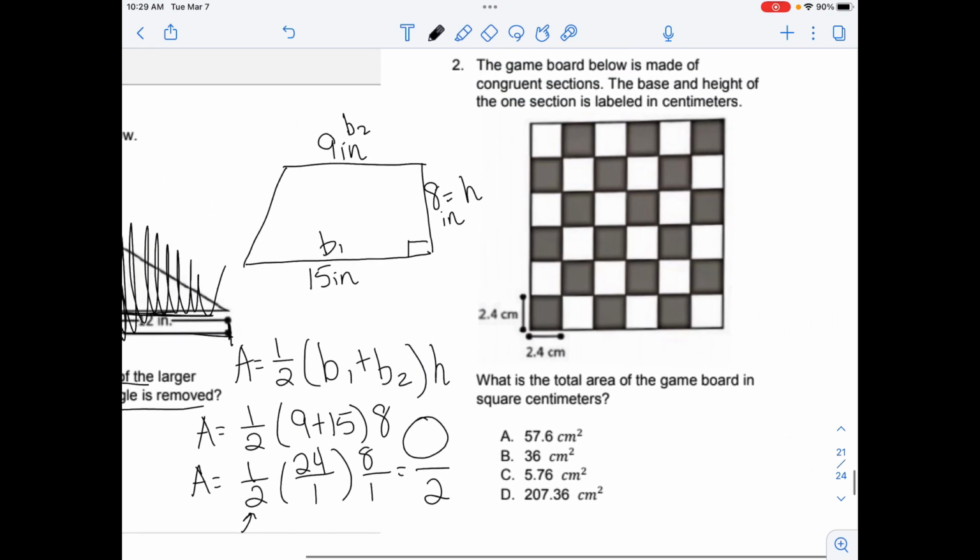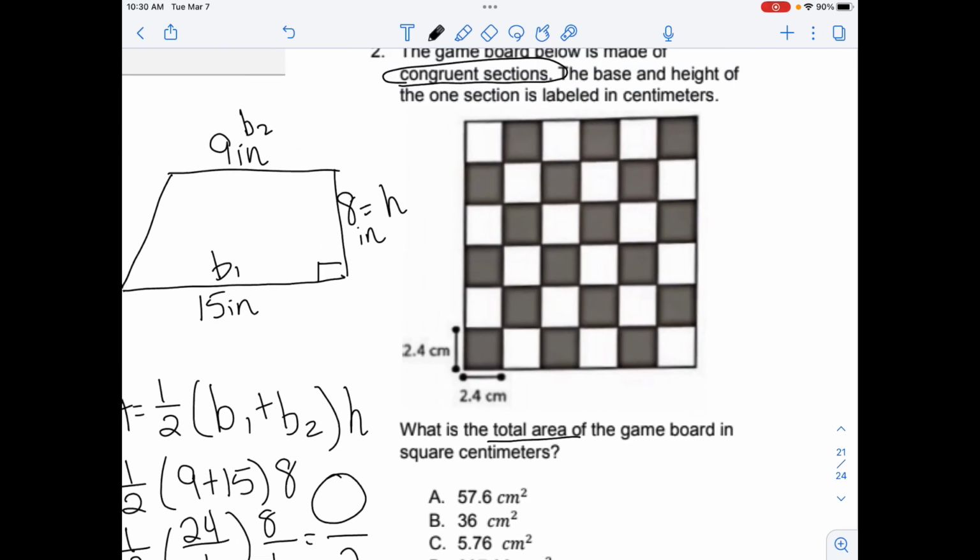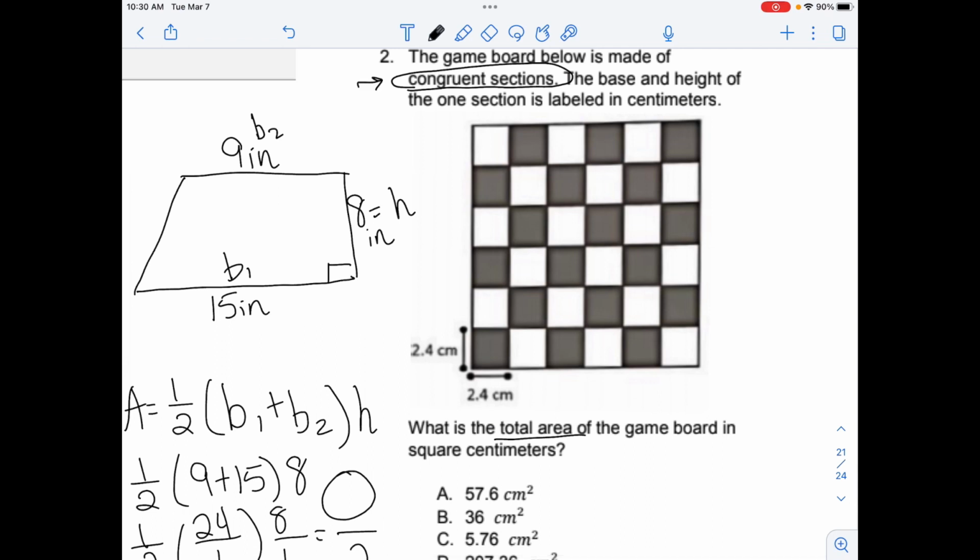All right, next one. The game board below is made of congruent sections. The base and height of the one section is labeled in centimeters. What is the total area of the game board in square centimeters? Okay, so we have congruent. That means there's equal sections, all equal through the whole game board. So if I have 2.4 centimeters from here to here, I need to find my total base from here to here.